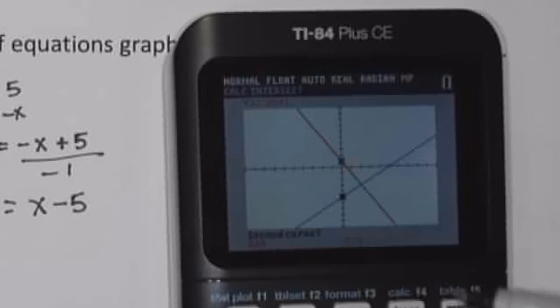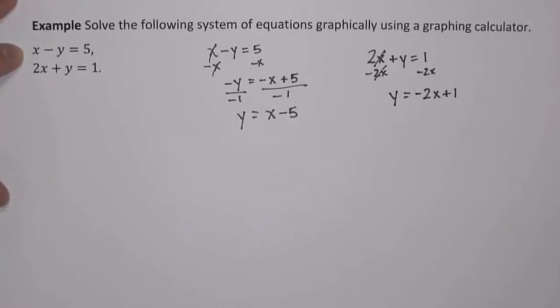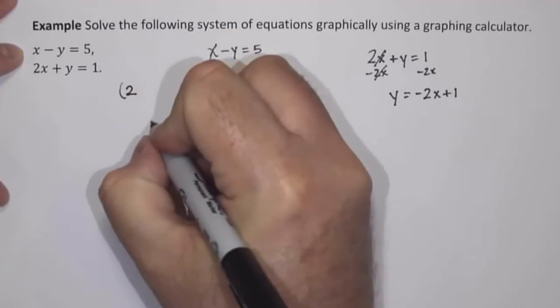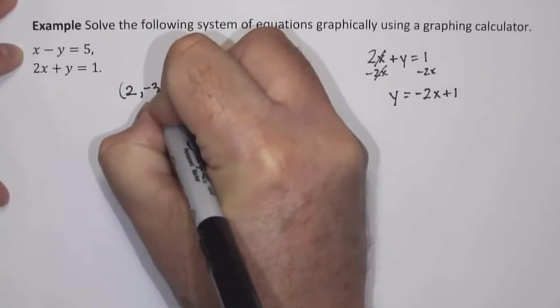Now it moves to the other line, the red line in this case. Is this the second curve? Yes, so I press enter. And now I'm going to move close to where they're intersecting and take a guess by pressing enter again. And so the calculator tells me they're intersecting at the point 2, negative 3. So the solution to this system of equations is the ordered pair 2, negative 3.